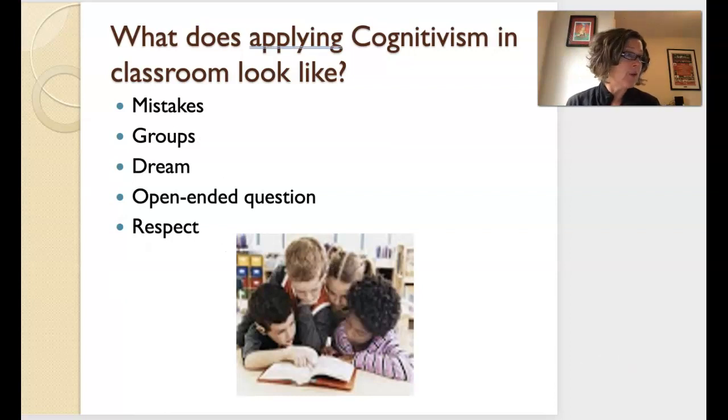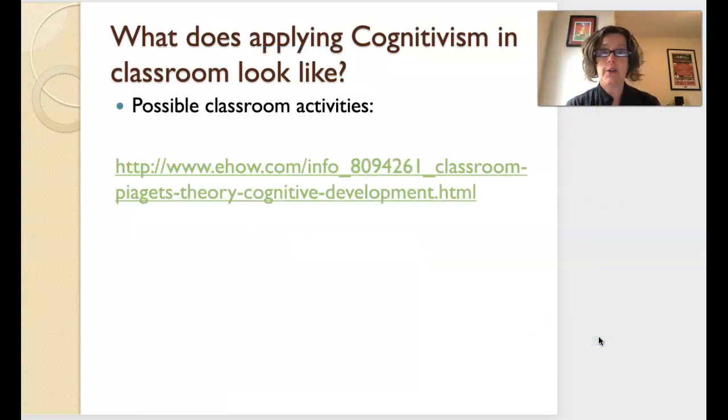Okay, so what does it look like in the classroom if you are a cognitivist? You're good with mistakes. You're totally good with mistakes. You have lots of group work. You let them dream big and then figure out how to get there. You have lots of open-ended questions, and there's a real respect for the variety of learners that are in your classroom.